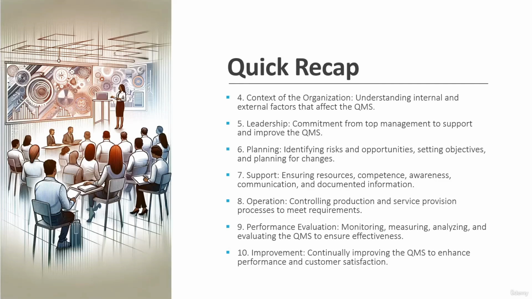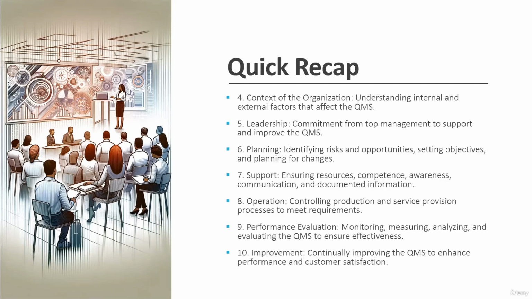What I've done is I have not added clause number 1, 2, and 3 because there were not specific actions which organizations are required to take. So I have eliminated clause number 1, 2, and 3. In clause number 4, we talked about the context of the organization. Here we looked at the internal and external factors. We looked at the needs and expectations of interested parties, and we decided on the scope of quality management system. That's what we did in clause number 4.